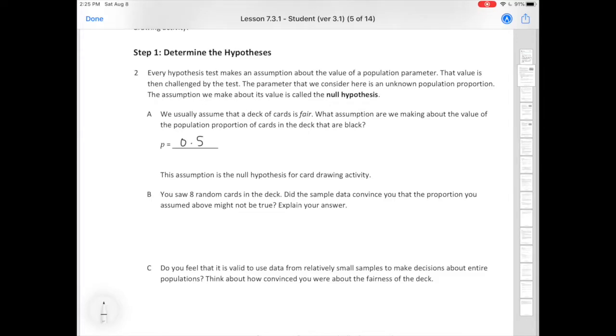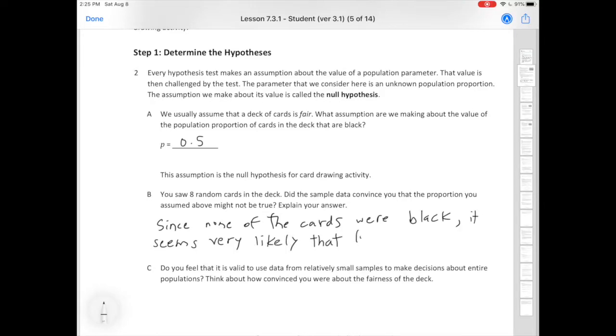So I'll say, since none of the cards were black, it seems very likely that less than half of the cards were black. Okay.